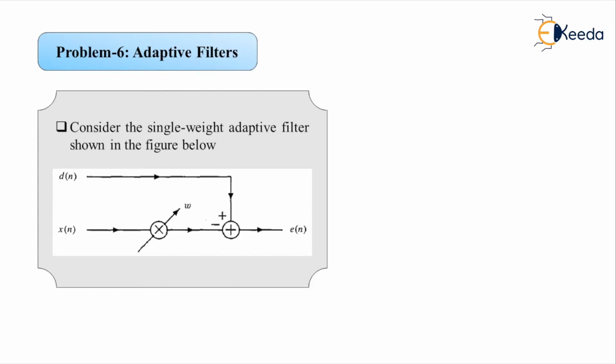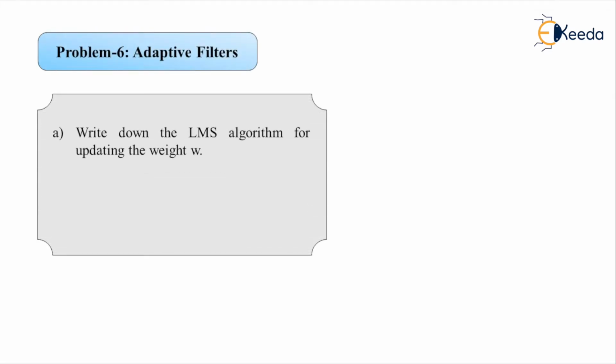For the adaptive filter structure, we have the use of weights. Here W denotes the weights. Now we have the summation block, where d of n is added and x of n, fed as input to the filter through the weight coefficients denoted by W, is subtracted, and finally we obtain the error signal. Now coming back to part A to be solved here. In part A, we have to write down the LMS algorithm to update the weight W, and then part B, and finally part C.